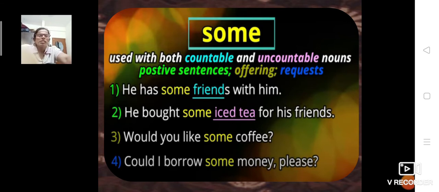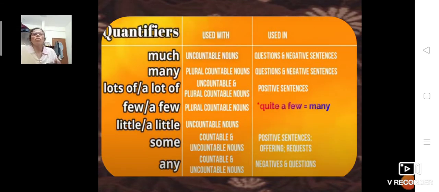Okay, yes. So we'll look at it as a whole. In what way are much, many, lots of, a lot of, and used? We'll just have a glance and then we'll start with our practice book, okay children? So before starting, keep your book and pen, because I'm going to tell the answers now itself. Quantifiers, used with or used in. Much is used with uncountable nouns, in questions and negative sentences, whereas many is used for plural countable nouns, in questions and negative sentences.